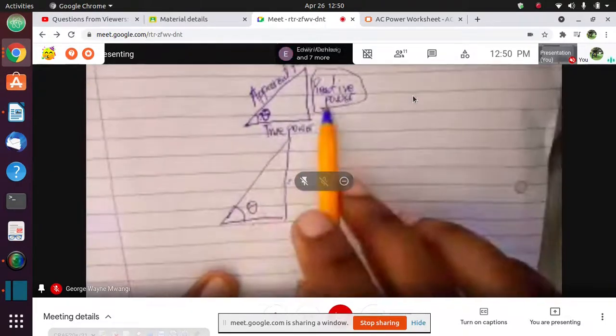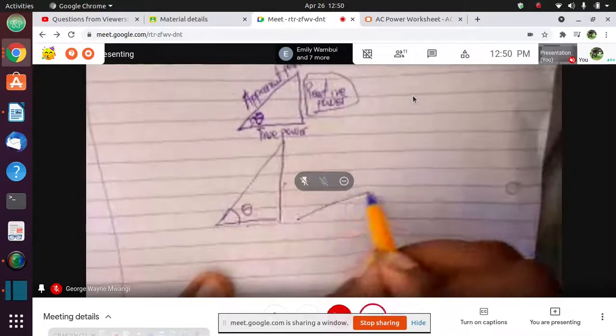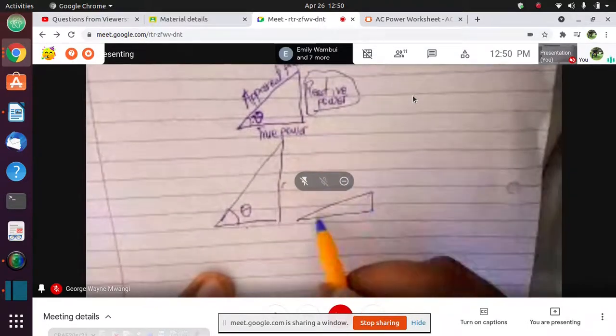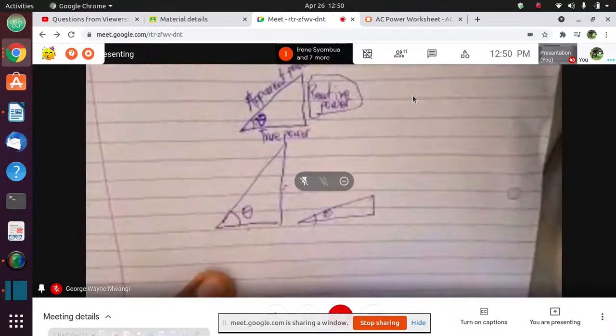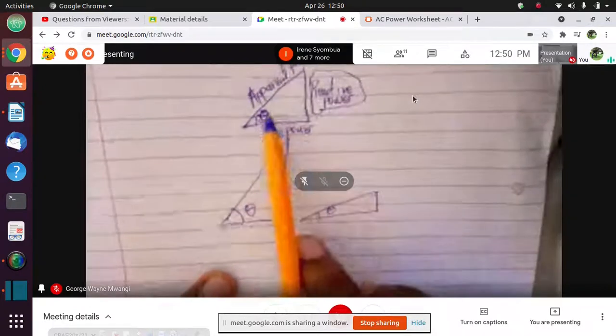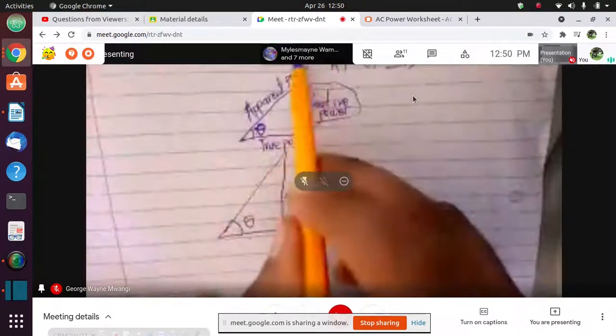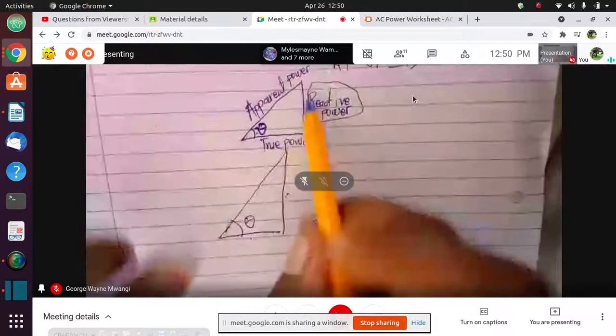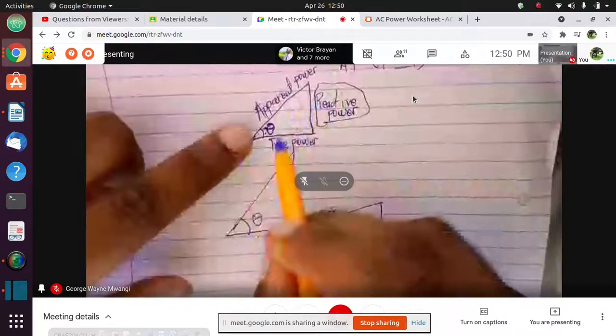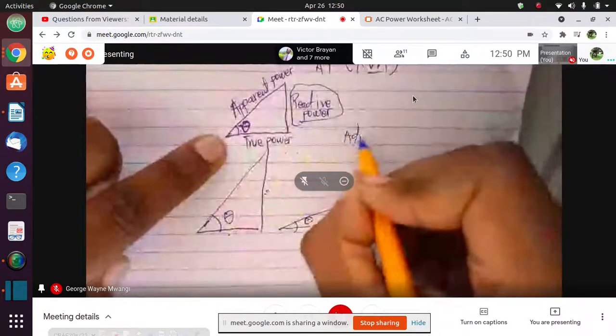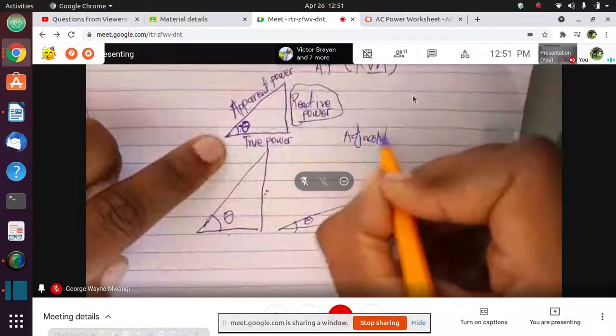If you have a reactive power ambayo ni kidogo, utapata kwamba this angle yako will reduce. Na tukiingia katika mambo ya hesabu, ukiangalia in this case, when you take a value in a rectangle and you say adjacent divided by the hypotenuse, what are we finding?